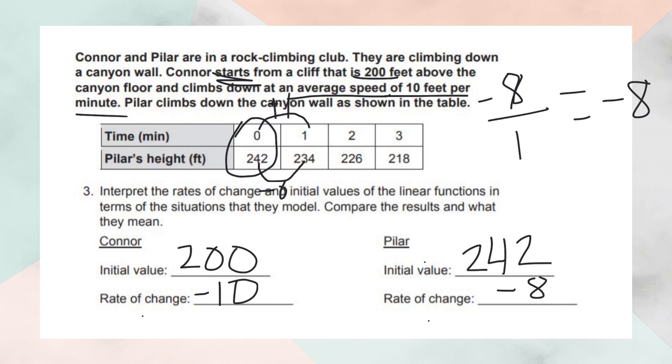So compare the results and what they mean. Our initial value for Connor would be that he starts at his starting point before he begins to climb down. And that would be the same thing for Pilar because they are still talking about climbing down the canyon wall. And so then the rate of change is going to be the rate at which they climb down. We're going to get into this a little bit more, so this is kind of just an introduction as to what is coming next.